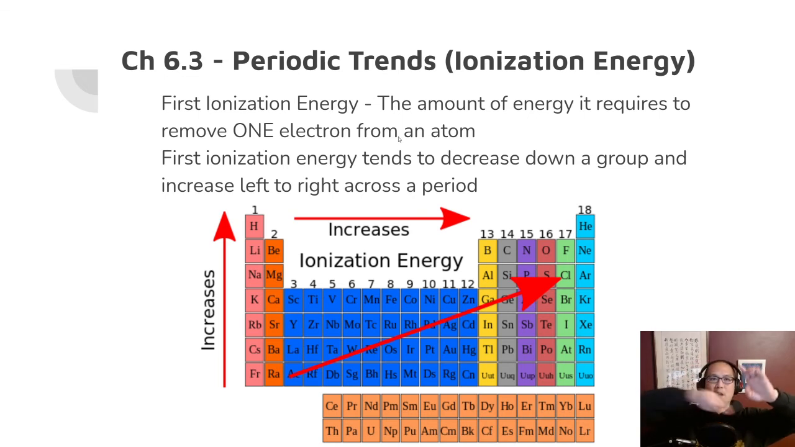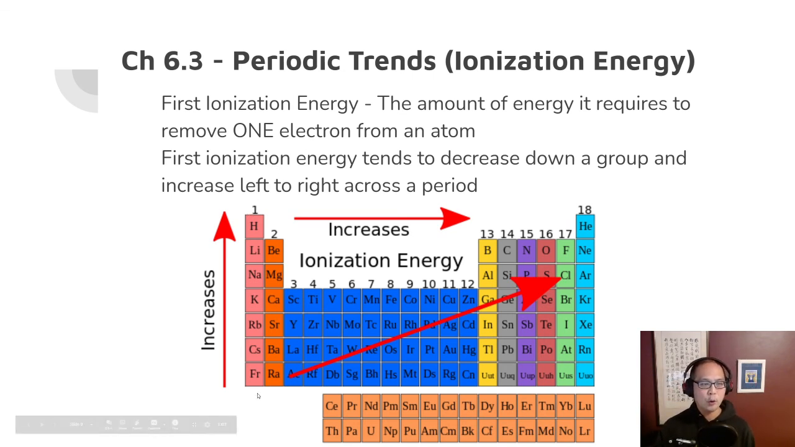So you have an atom and you have electrons around it. How much energy does it take to take one of those electrons and just get rid of it? Now the first ionization energy tends to decrease down a group, or increase as you go up a group, and it increases when you go left to right across the period. So let's think about why this is.